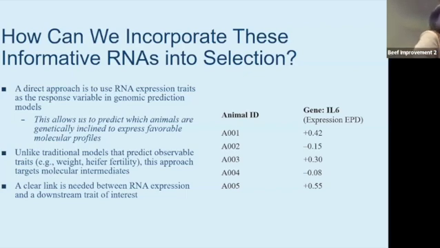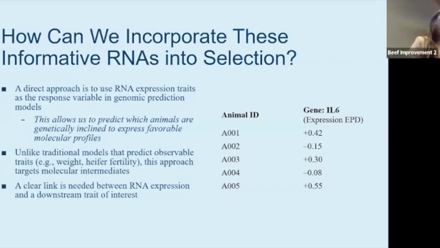Of course, there's a lot of limitations to that because, one, we would have to find a very, very strong signal. This is a theoretical example: animals with higher IL-6, which is interleukin-6, expression profiles have better immune response, and therefore we would have to be able to make that very strong link.